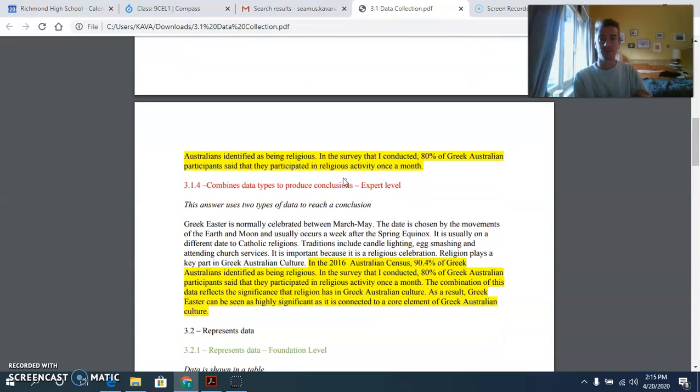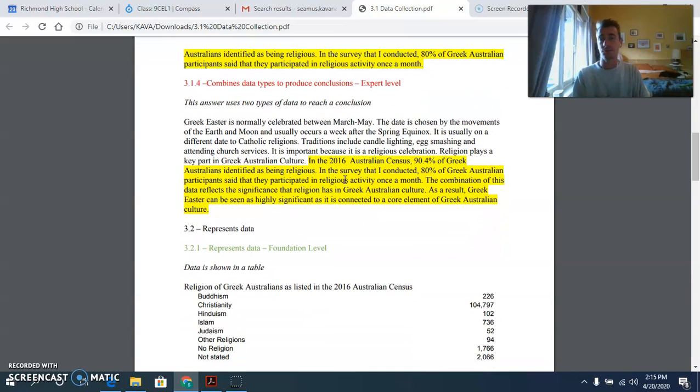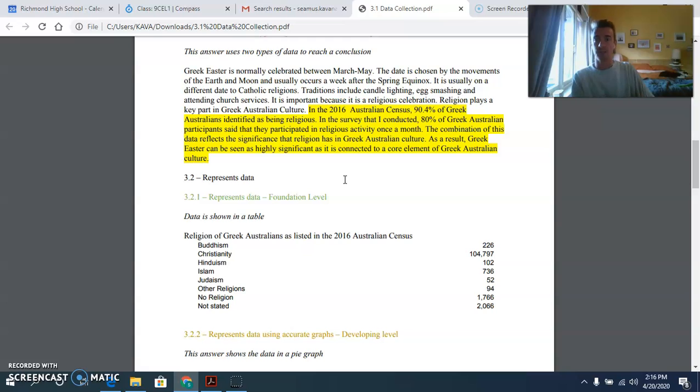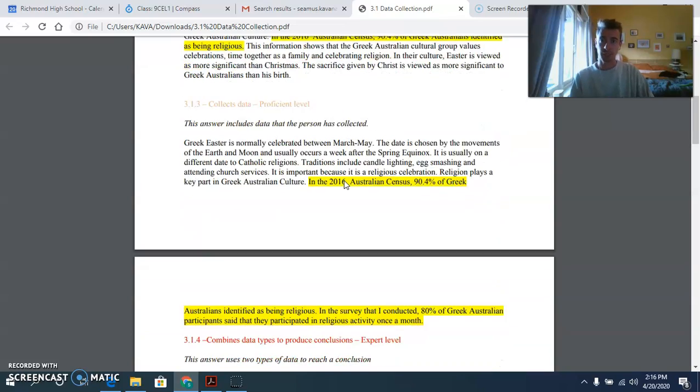So 3.1.4, assuming that you have been able to collect your own data, is combines data types to produce conclusions. So the answer uses two types of data to reach a conclusion. So both the data that you've collected yourself and the data you found online or statistics such as the Australian census. So the combination of this data, this is what Ms Lytas says, reflects the significance that religion has in Greek Australian culture. So you can clearly see how she's linking the two data sets to reach a conclusion. So that's 3.1, which is data collection, okay?